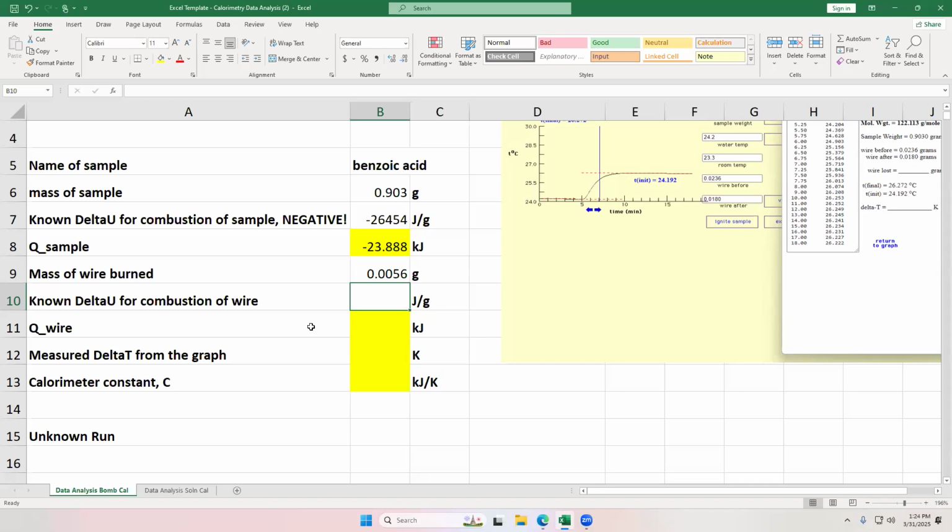Is it 1400? 1403? It says 1,400. Okay, 1400. So it should be negative, so minus 1400 calories per gram. But how do you convert calories to joules?